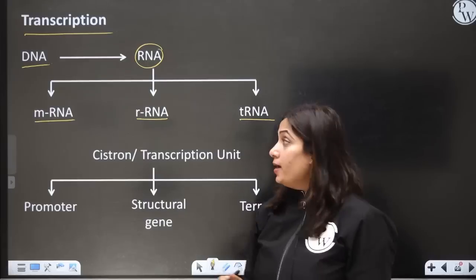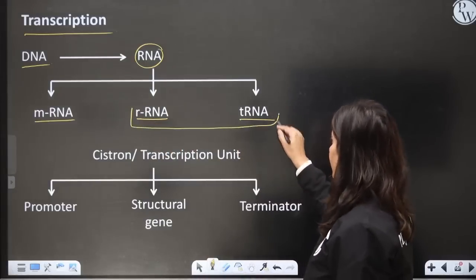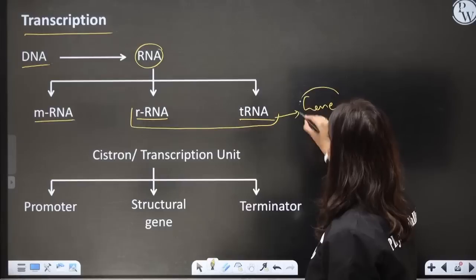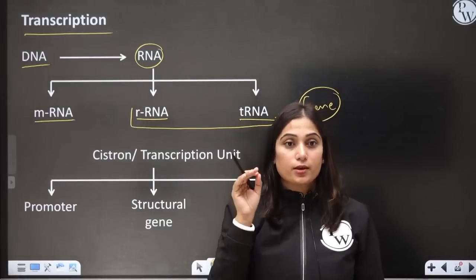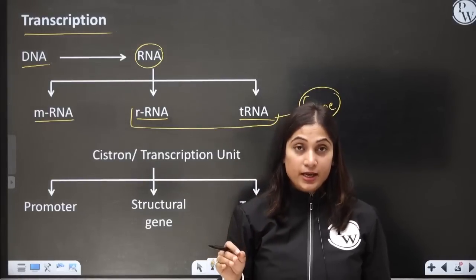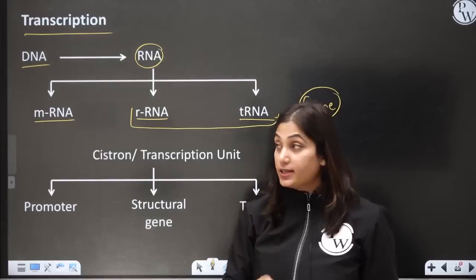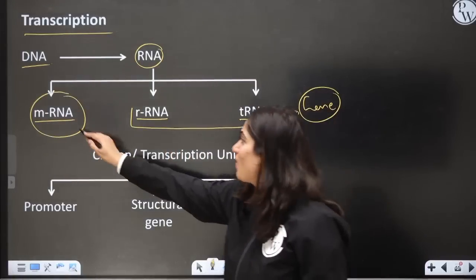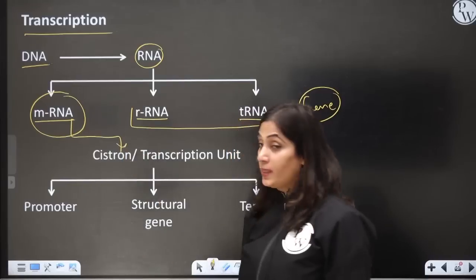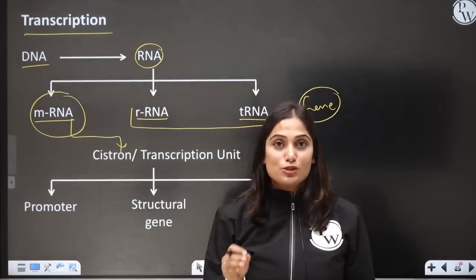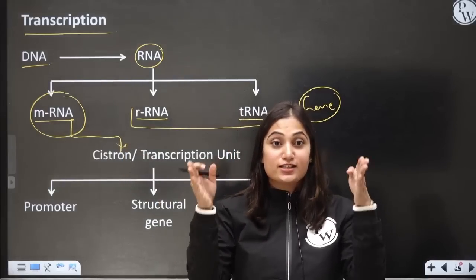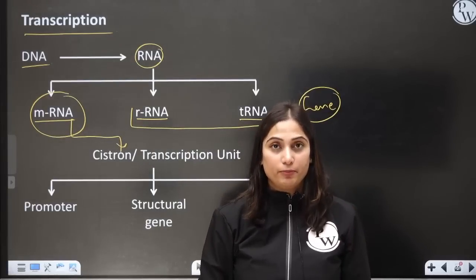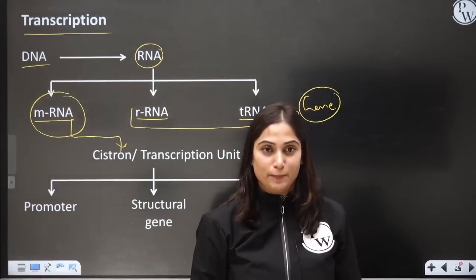When rRNA and tRNA are formed on DNA, then it is just called a gene. The segment of DNA on which rRNA or tRNA is formed is just called a gene. But the segment of DNA on which mRNA is formed is specifically called a cistron. That means you can say that cistron is a segment of DNA, or a gene, which has the information for the formation of the polypeptide chain or the protein ultimately.